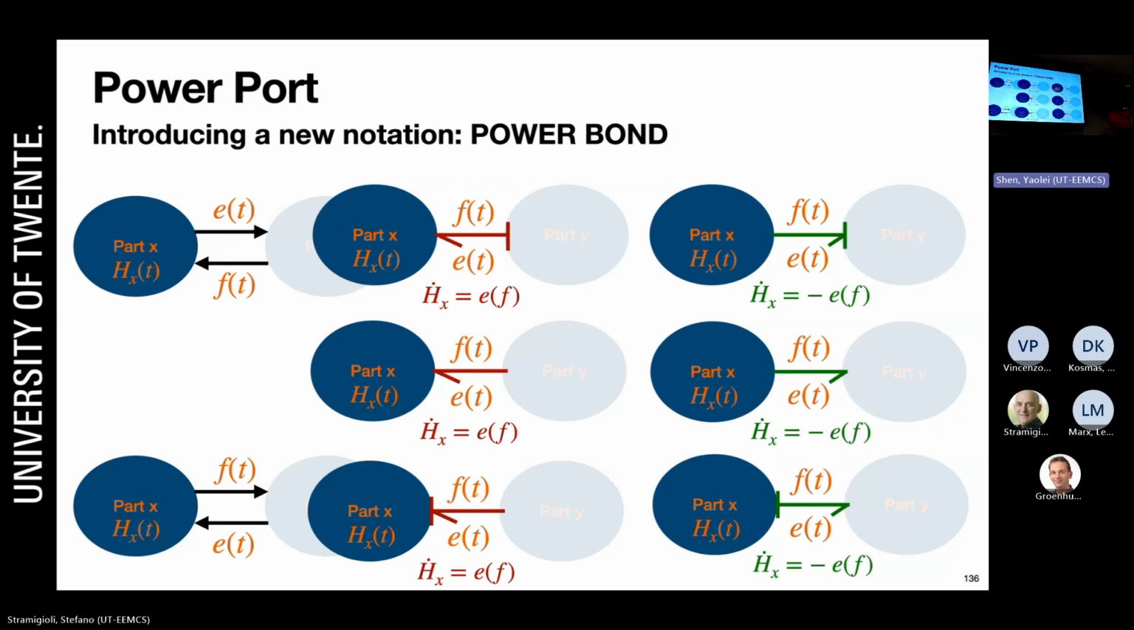Peter Breedveld was very pedantic on this, because it's useful notation-wise to say, okay, if I have a half arrow, we could just as well use that asymmetry and put the effort where the half arrow is, if I want to notate, for example, the efforts.